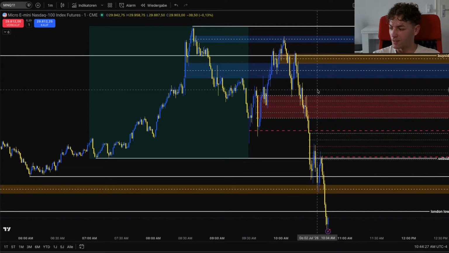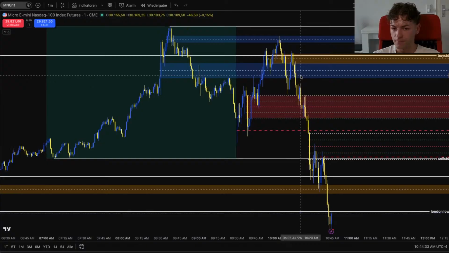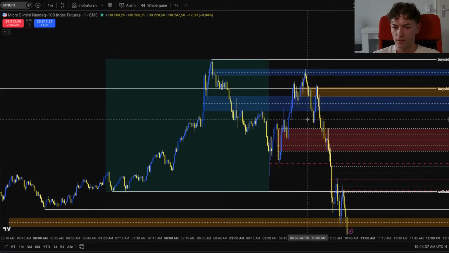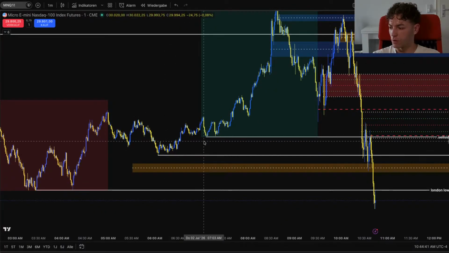Okay. Took this move. Bro, I was expecting the entire session. I was looking for shorts. My bias was to take out these relatively equal lows.